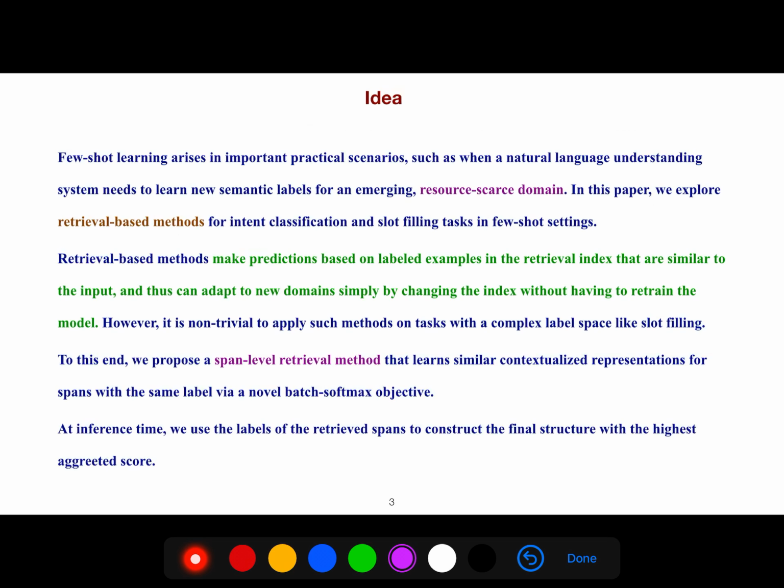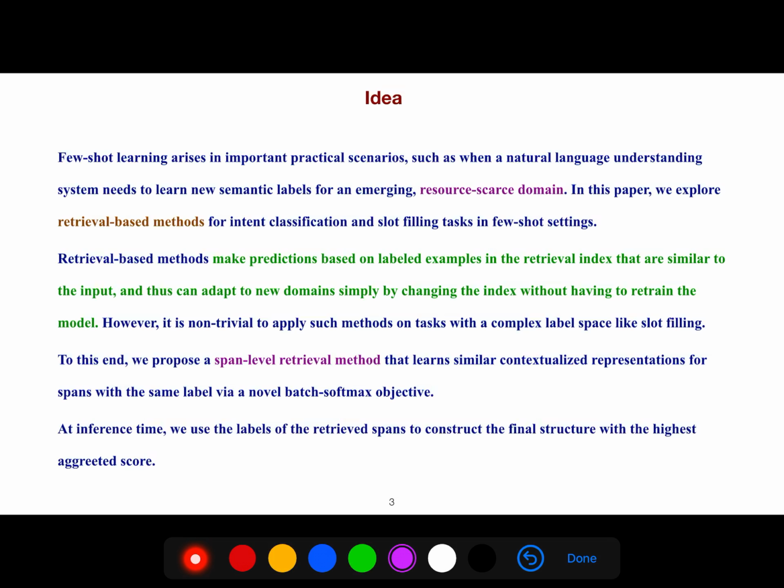Few-shot learning arises in important practical scenarios such as when a natural language understanding system needs to learn new semantic labels for an emerging, resource-scarce domain. In this paper, we explore retrieval-based methods for intent classification and slot filling tasks in few-shot settings. Retrieval-based methods make predictions based on labeled examples in the retrieved index that are similar to the input, and thus can adapt to new domains simply by changing the index without having to retrain the model.